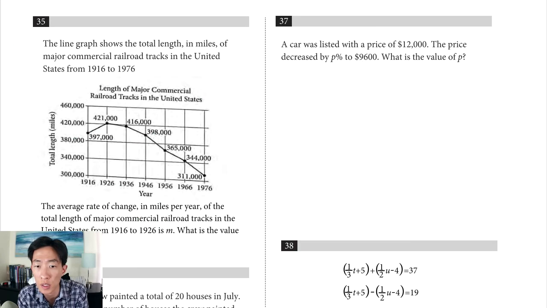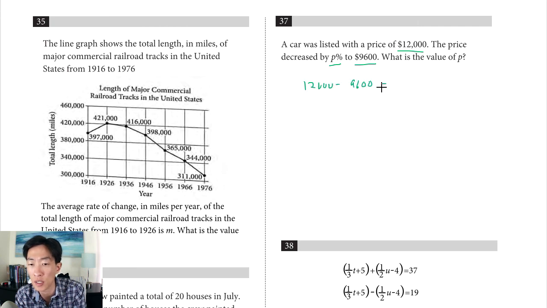Question 37, a car was listed with a sale price of $12,000. The price was decreased by P% to 9,600. What is the value of P? The easiest way to do this is first let's figure out how much the price decreased and then figure out what percent that is of 12,000. So 12,000 minus 9,600.